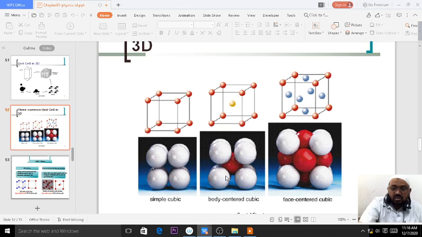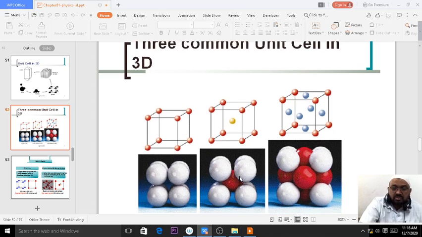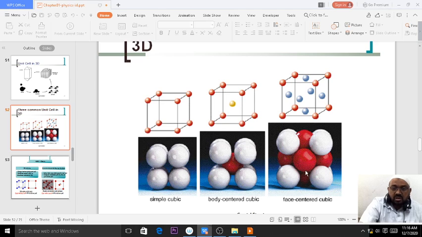Exactly at the center, you'll find another atom which is residing exactly at the center. That is the reason it is called the body-centered cubic unit cell. See here, there are 3 common unit cells, 3-dimensionally, which are observed in the cubic crystal system. This is called face-centered.